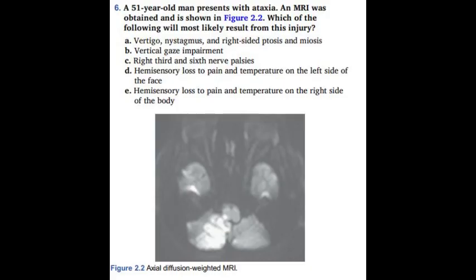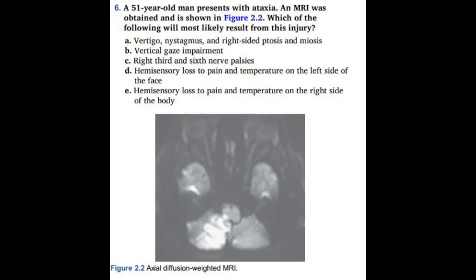We have question 6. A 51-year-old man presents with ataxia. An MRI was obtained and is shown in figure 2.2. Which of the following will most likely result from this injury? Let's take a look at this MRI. This is an axial diffusion weighted MRI.